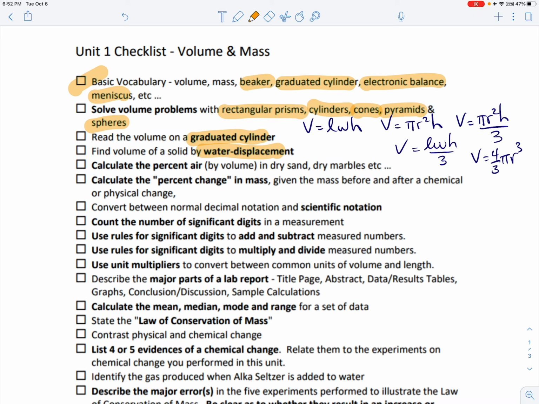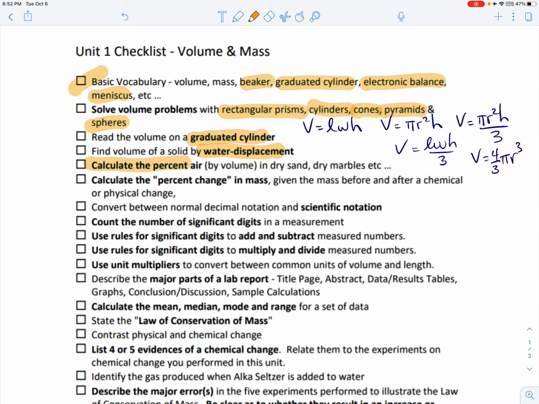From middle school, you should know how to find volume of a solid by water displacement. If you put water in a graduated cylinder, let's say 20 milliliters, and you drop in an object and it sinks, if the volume goes up to 27 milliliters, then the volume of that object must have been 7 milliliters. It went from 20 up to 27, so the difference, 7 milliliters, would be the volume of the object that sank in the water. So that's a very basic idea.